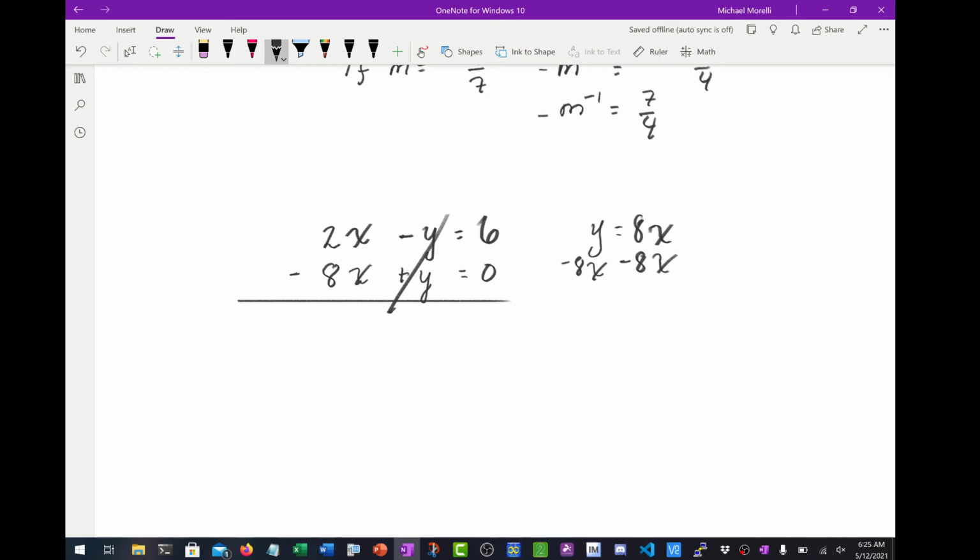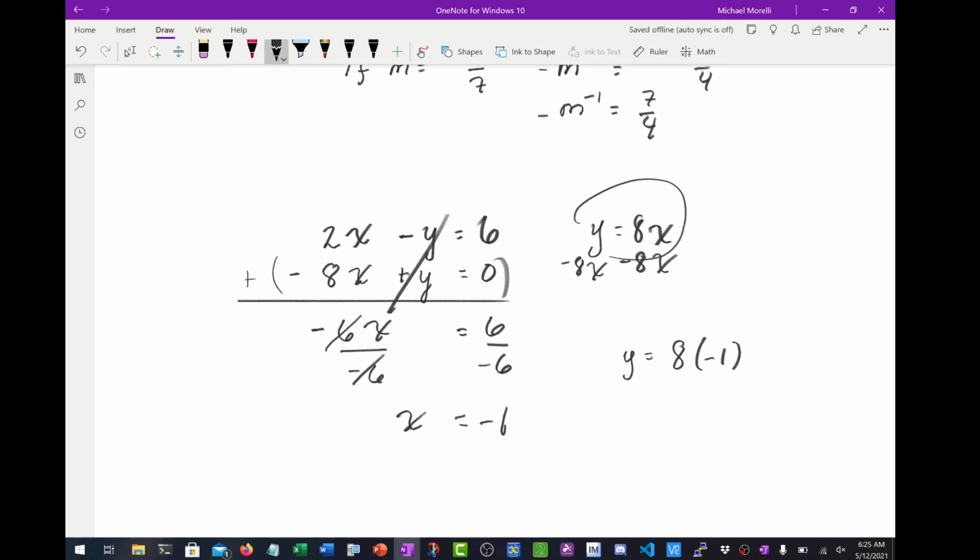So 2x plus negative 8x will give me negative 6x equals 6. I'm going to divide both sides by negative 6. So x will equal negative 1. And now I can plug negative 1 into my original equation. y equals 8 times negative 1. Plug it into this one. So y equals negative 8. So it's negative 1 and negative 8.